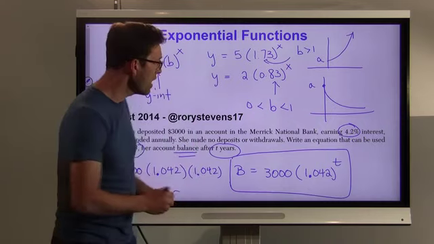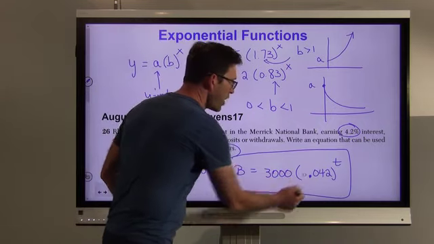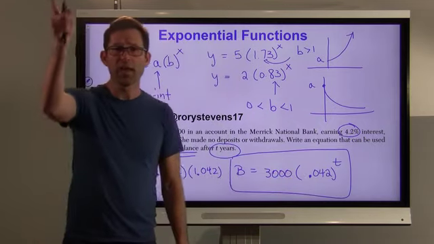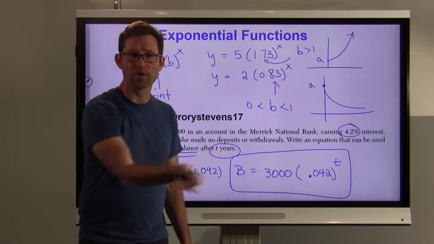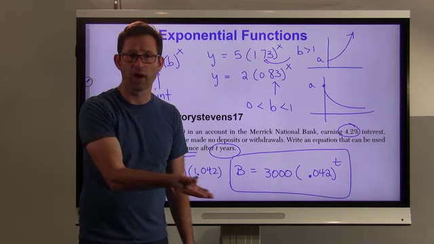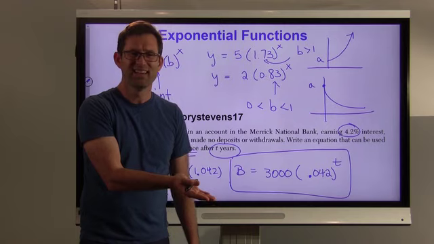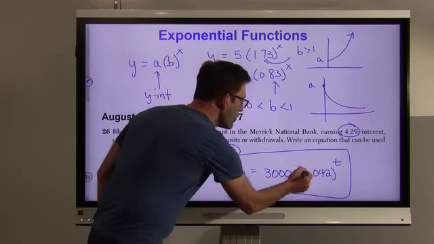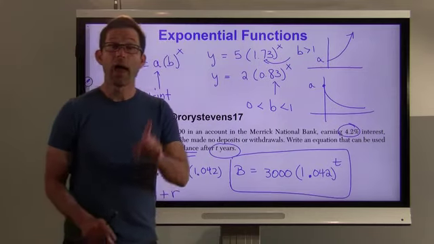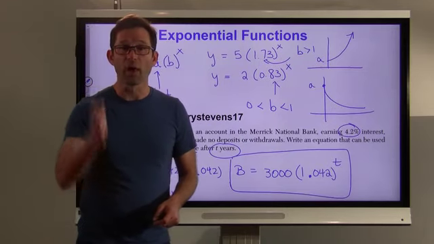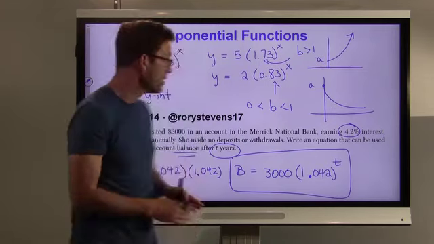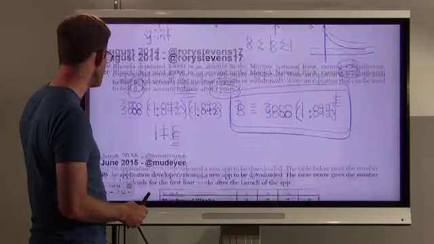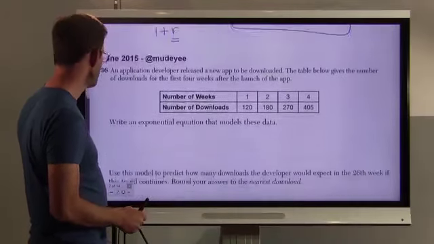So you would never, ever want to say that the answer to this problem is that, because that would be an exponential decay equation. That would be one that's going down over time instead of up. And, no, just no. Always 1 plus the rate, and always 1 minus the rate if it's going down. All right, do I even have one of those? I'm not sure. Let's take a look.